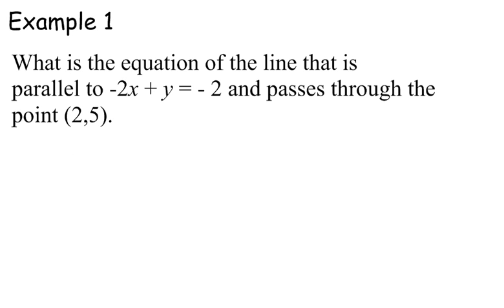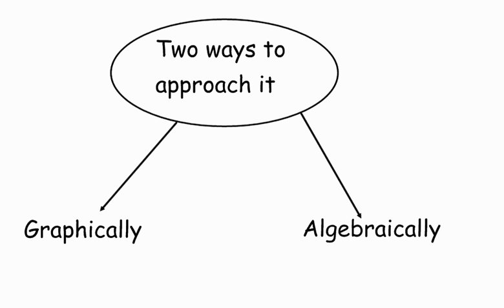Example 1 says, what is the equation of the line that is parallel to negative 2x plus y equals negative 2 and passes through the point 2, 5? So there are two ways to approach these types of problems. You can approach it graphically or you can approach it algebraically. If you want to approach it graphically, let me give you some guidelines.